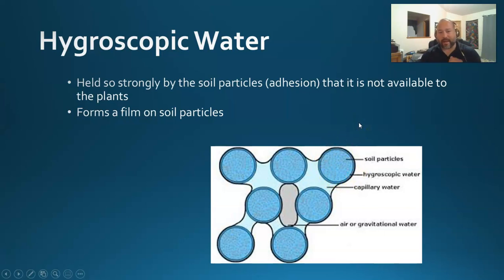Hygroscopic water basically forms a film on soil particles, and this type of water is held by the soil particles through the process of adhesion. It basically binds onto the soil particles, and it's actually not available to the plants. It's there specifically for the soil particles, and it's bound onto them, so it's not available for plants, but it is water within the soil.